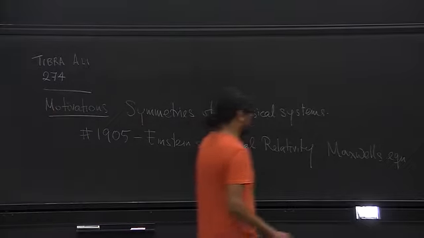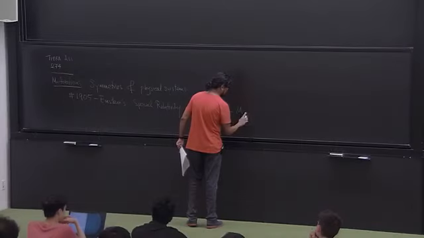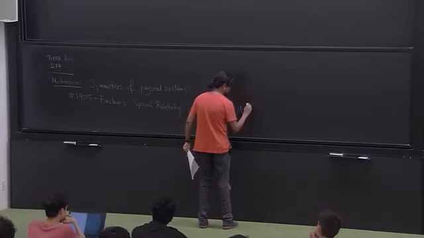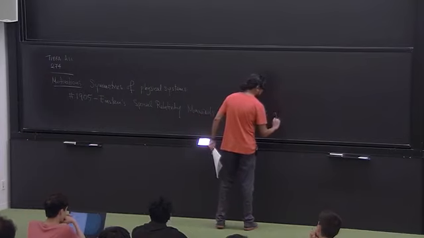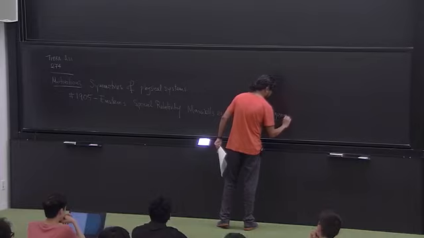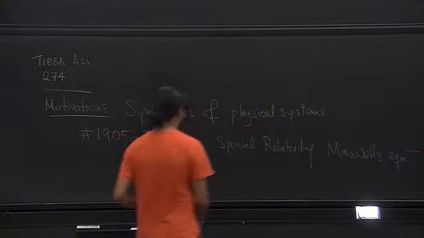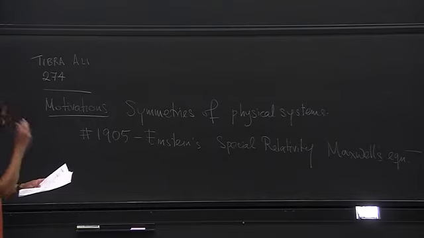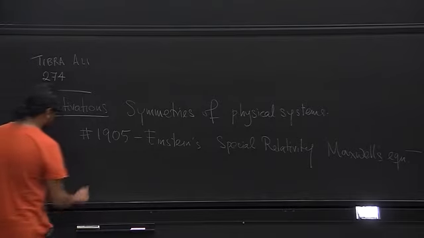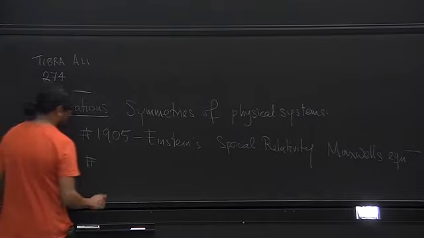So we know that the fundamental symmetry, or geometry, of flat space-time came about because Einstein was able to guess what the symmetries of Maxwell's equations should be. So this is a very partial list.